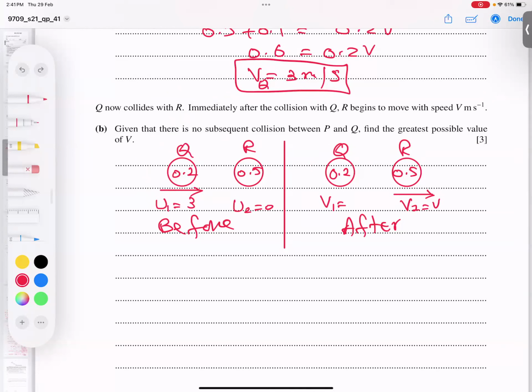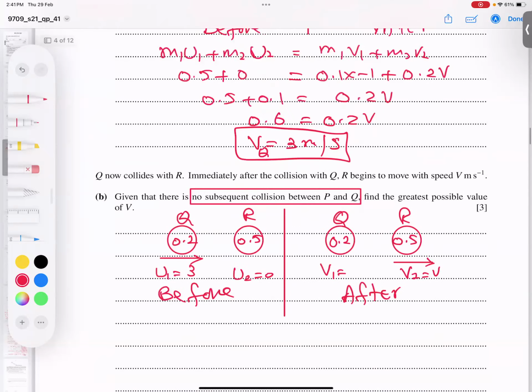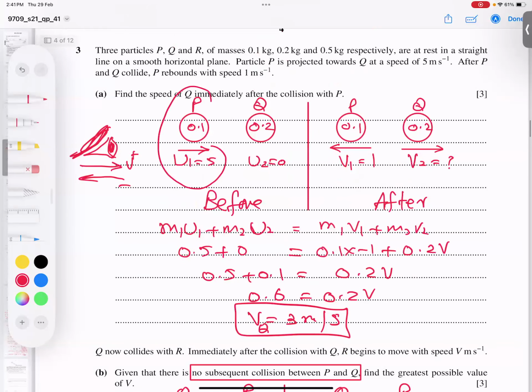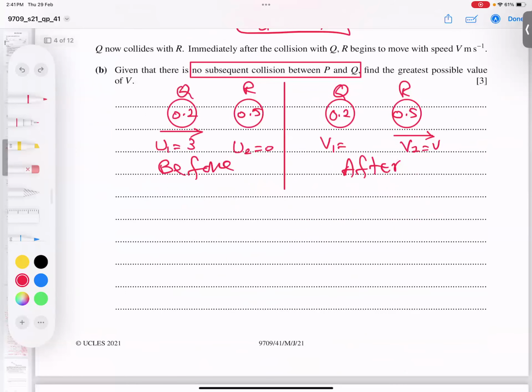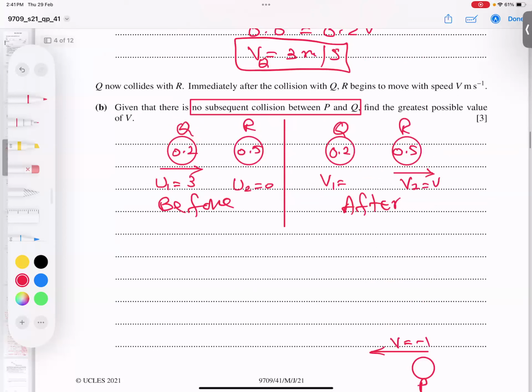Look here: there's no subsequent collision between P and Q. This is a critical point. Repeat, look here. P is initially moving with a speed of 5, but after collision it is going backward with a velocity of negative 1. It means that P is going backward with a velocity of negative 1. Okay, this is about the P particle. But hold on.